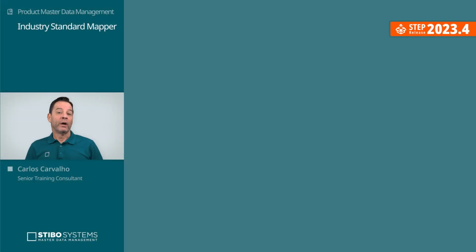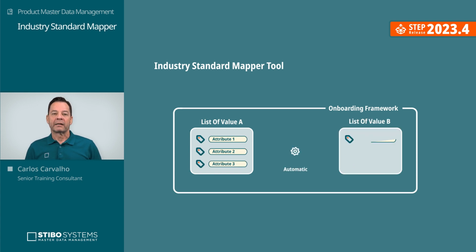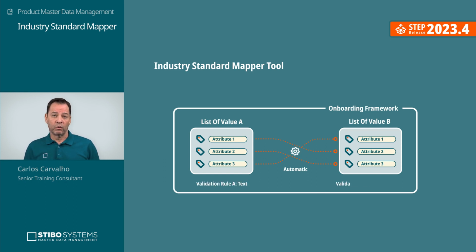Now, with our 2023.4 release, manufacturers can use our new Industry Standard Mapper tool with the onboarding framework. Our new Industry Standard Mapper tool automatically handles the movement of data. For instance, moving an attribute value from one list of values to another, or updating an attribute validation rule without the need for manual intervention, while still providing full control and traceability.